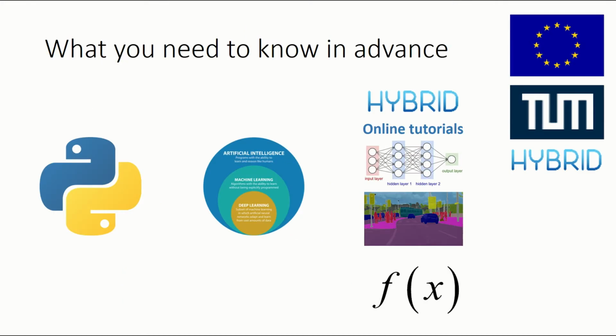What you need in advance is a basic knowledge of Python, of course, then some knowledge of artificial intelligence, machine learning, deep learning in general, nothing too specific, but you do need to have done the previous steps in the hybrid online tutorials that we are doing. So you need to know a little bit about how a deep neural network works. You need to know a little bit about what segmentation is, some examples in the medical imaging community, for instance, and you will need to know a little bit of math, particularly university math, but not really. We are not going to go really technical in this sense, only to understand the functions that we are using.